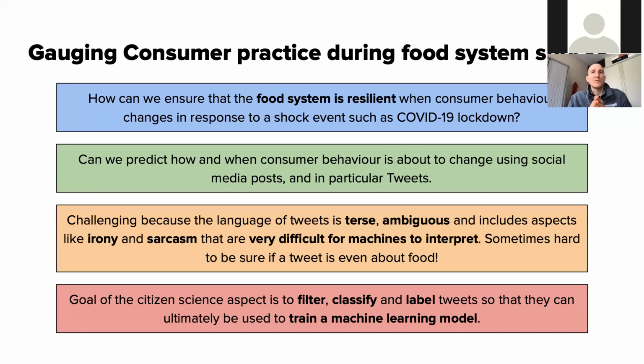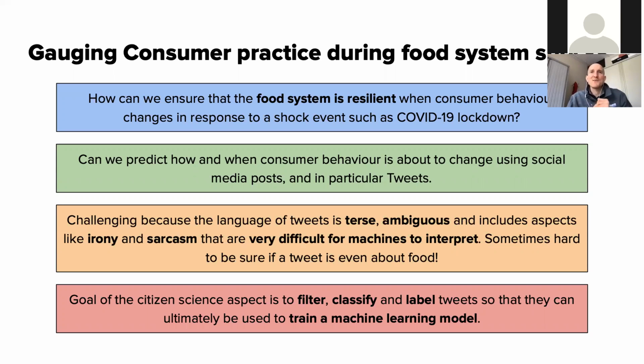So are they all going to rush to the shops and buy tons of toilet paper, for example, or are they going to buy all of the frozen and tin food they can find? Can we predict how that's going to change? And in particular, can we predict it in advance using the sorts of things that they're posting on social media? And in particular, can we use tweets to do that?